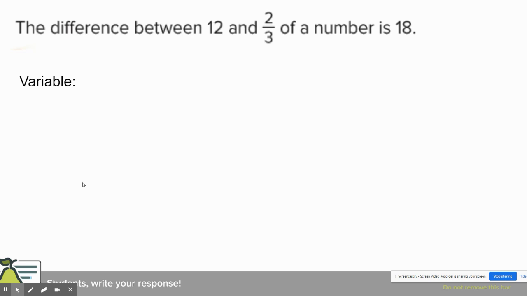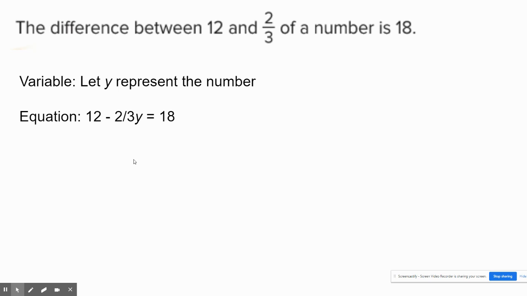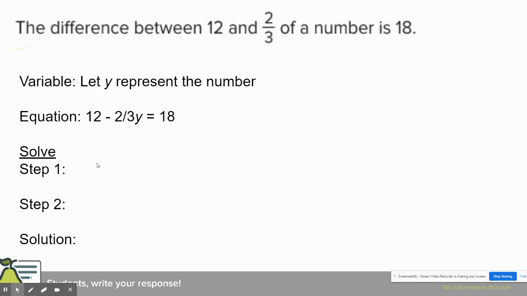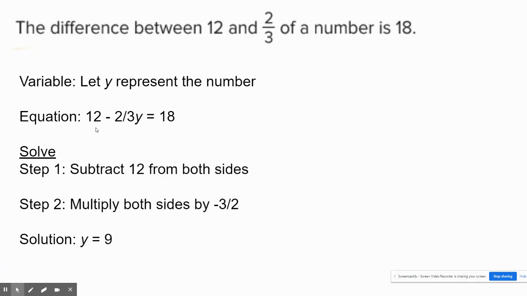Okay, this time I said y, just because I wanted to be different. Let y represent the number. The difference between 12 and 2/3 of a number is 18. When they write them that way, you do 12 minus 2/3 y equals 18. Again, step 1 would be subtract 12 from both sides. Step 2, multiply both sides by negative 3 halves. You have to multiply by the reciprocal of negative 2/3, so you multiply by negative 3 halves. And you find that y equals 9.